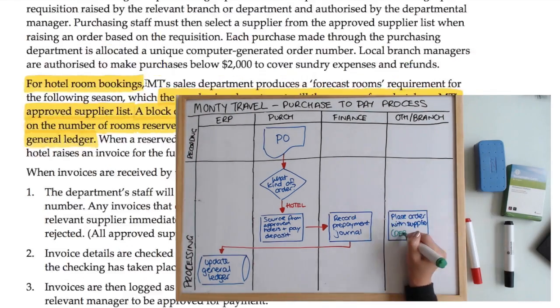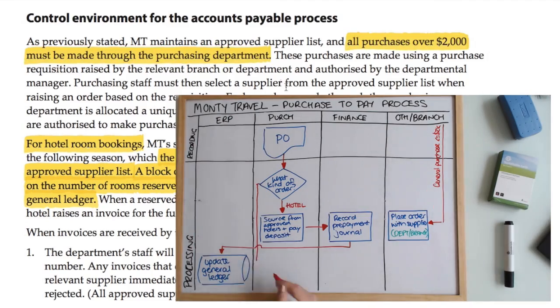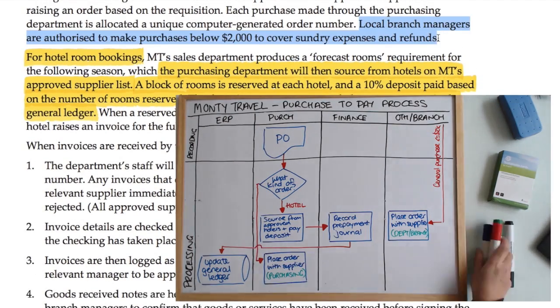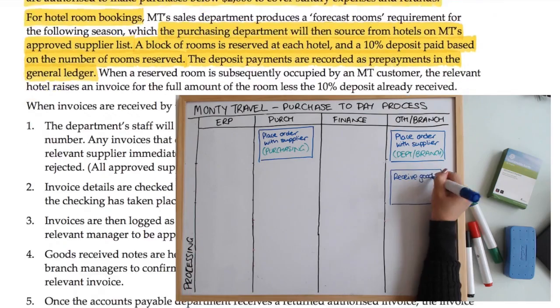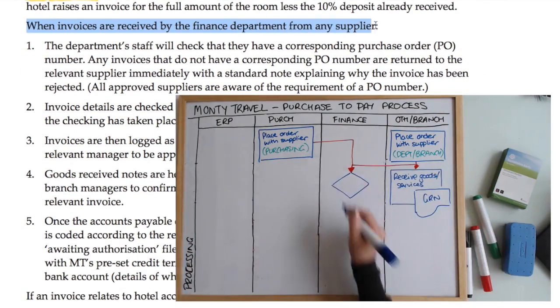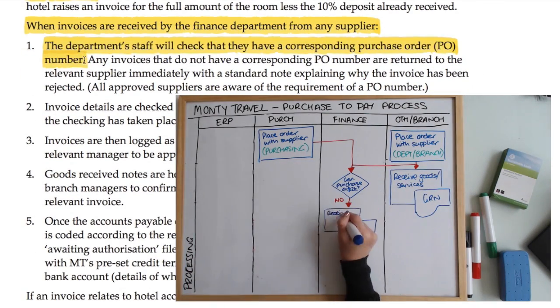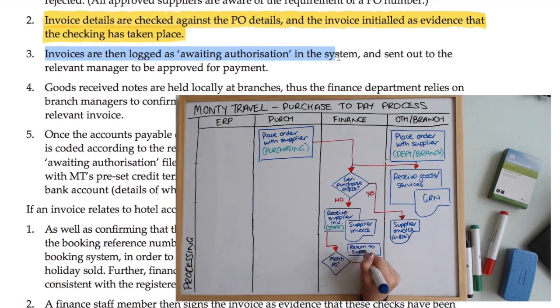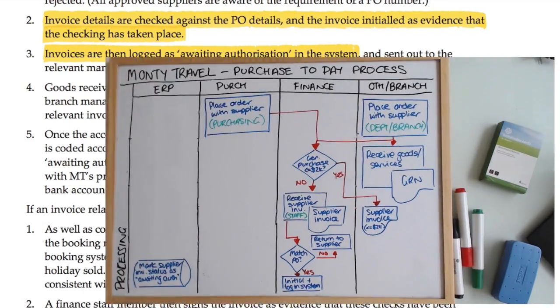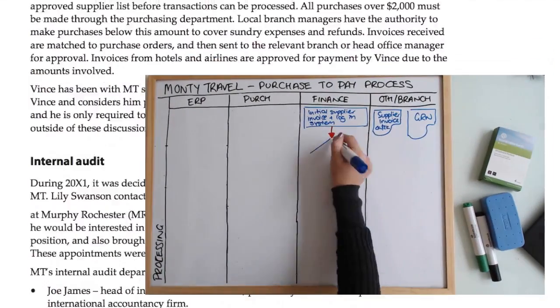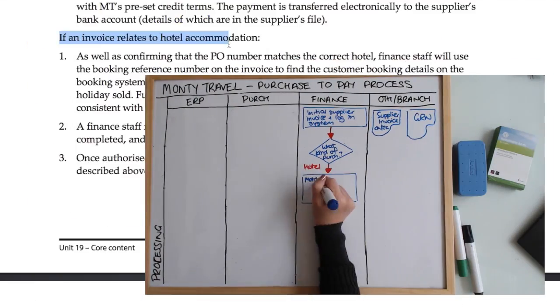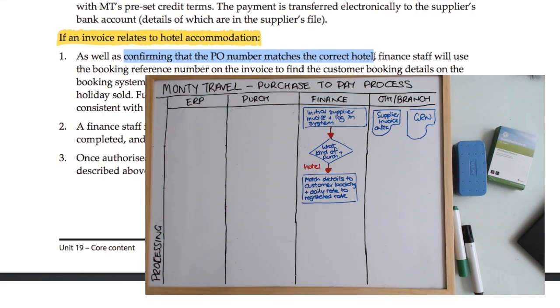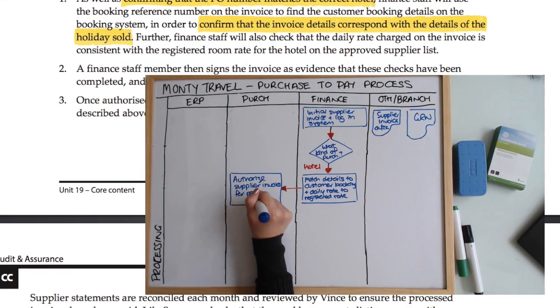We know from before that anything $2,000 or less goes through the branch or department, while anything more is done by purchasing. Those supplier invoices come through to finance for processing, and we've got another decision point. Anything without a valid PO is knocked back, and only supplier invoices which match POs get logged in the system. After that, we've got another decision point. Airline invoices go straight to Vince, and hotel invoices are subjected to a couple of additional checks and sign-offs before going through to Vince.